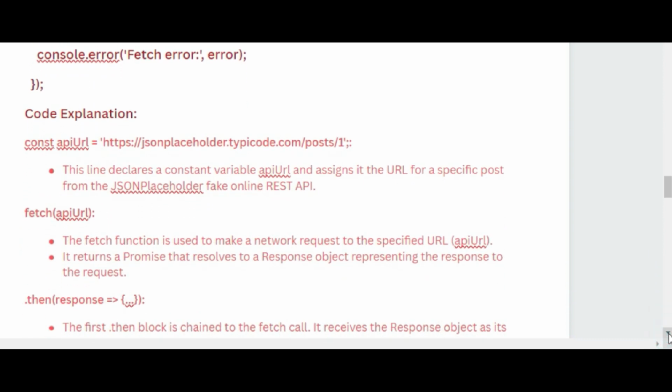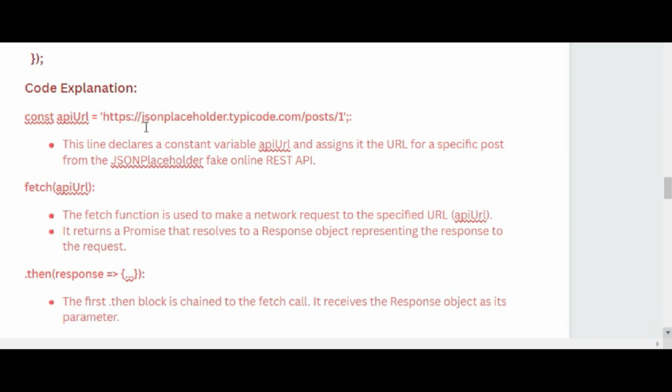Const apiUrl, this one. What is this, right? This line declares a const variable apiUrl and assigns it the URL for a specific post from the JSONPlaceholder fake online REST API. Fetch apiUrl. The fetch function is used to make a network request to the specified URL apiUrl. It returns a promise that resolves to a response object, representing the response to the request.